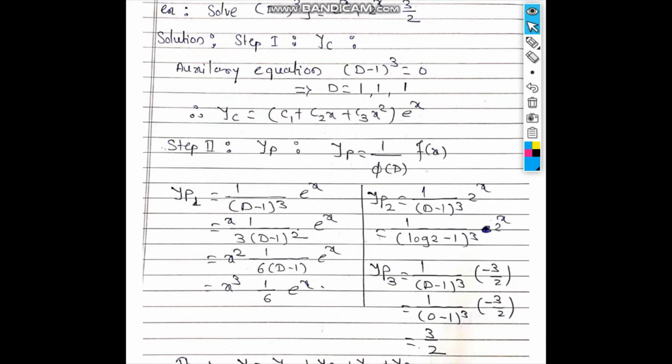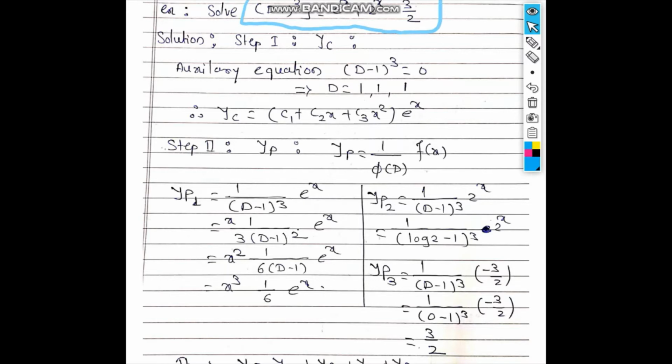The example is (D minus 1) whole cube of y is equal to e raised to x plus 2 raised to x minus 3 by 2. In the exam you will not get all three terms. Generally, you will get either only e raised to x or a raised to x, or sometimes e raised to x plus some constant. But yes, this example contains all three possibilities of the exponential function.